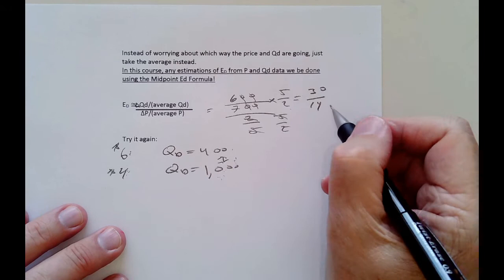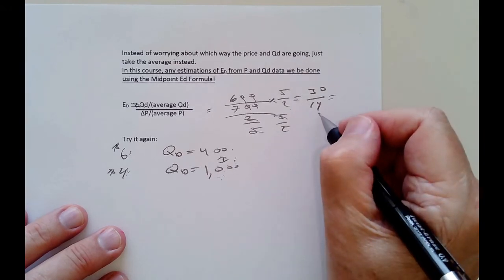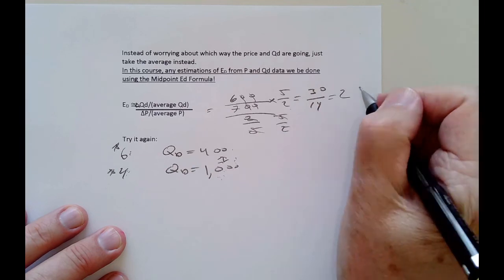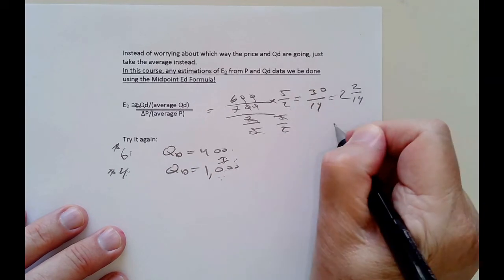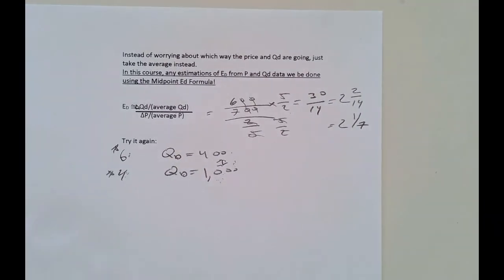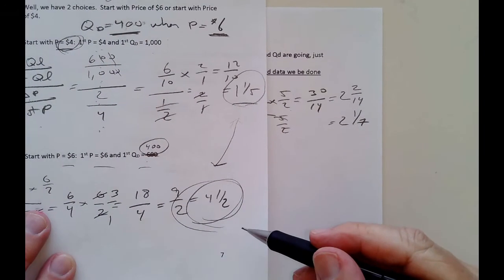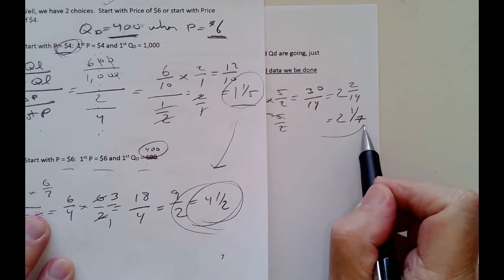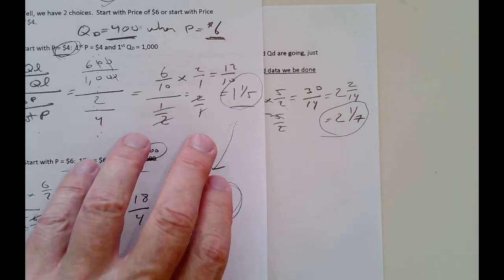And so that'll be 2, we'll take away 28, because twice 14 is 28, so that'll be 2, and then we have 2 14s left, which is 1/7, right? That'll be 2 and 1/7. So instead of saying it was, what were the two numbers we had? Instead of saying it was 1 1/5 or 4 1/2, it's now just one number, 2 and 1/7. And that's the midpoint formula.